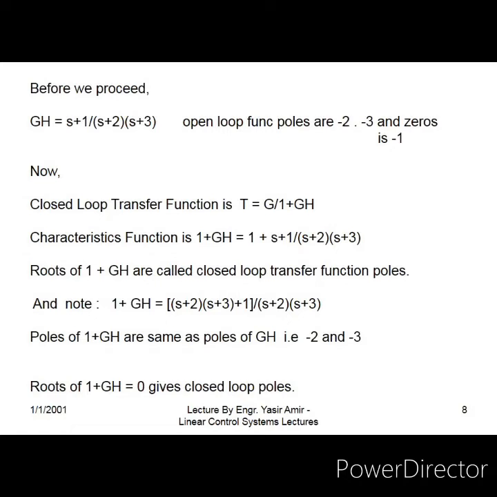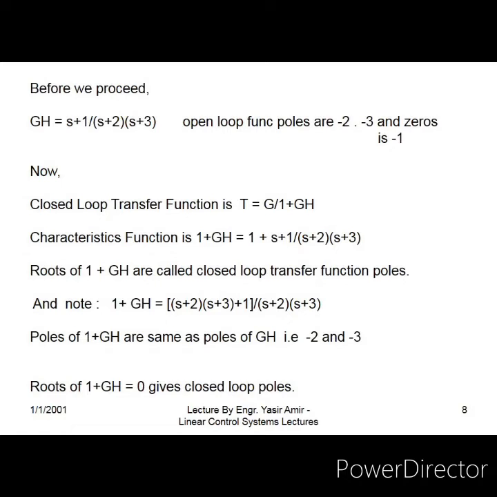The characteristic function is the denominator of the closed loop transfer function, that is 1 plus GH. So we have 1 plus s plus 1 in the numerator, and in the denominator s plus 2, s plus 3. So this 1 plus GH is like this. Now the roots of 1 plus GH are obtained by equating 1 plus GH to 0. If we equate it to 0 and solve it, we get the roots of the 1 plus GH characteristic function. Those roots are also the closed loop transfer function poles, whereas the poles of 1 plus GH are not the same as the poles of the closed loop transfer function.